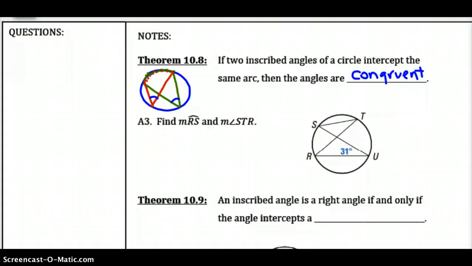So let's put this to use in A3. Find the measure of arc RS. It's right here, formed by this angle, times 2 is 62. So 62 degrees. Angle STR does in fact intercept the same arc. So this is going to be 31 degrees because, well, theorem 10A. That's just a shortcut. So 31 degrees.